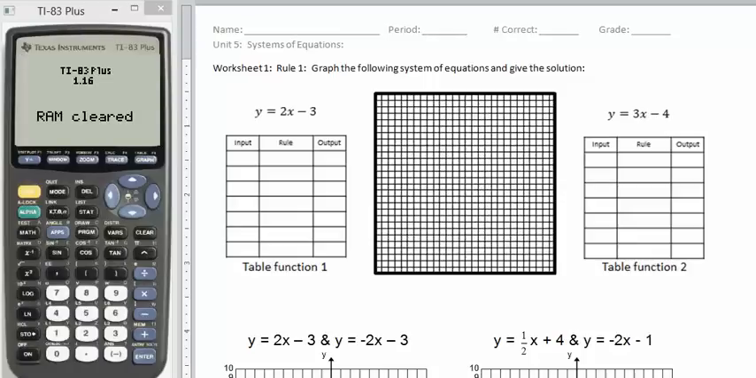Worksheet number 1 for Unit 5 is for systems of equations. A system of equations is just two or more equations, and we want to find out where they meet. In this unit, we're only going to be working on linear equations, but it wouldn't have to be. It could be other equations, just finding out where they meet.